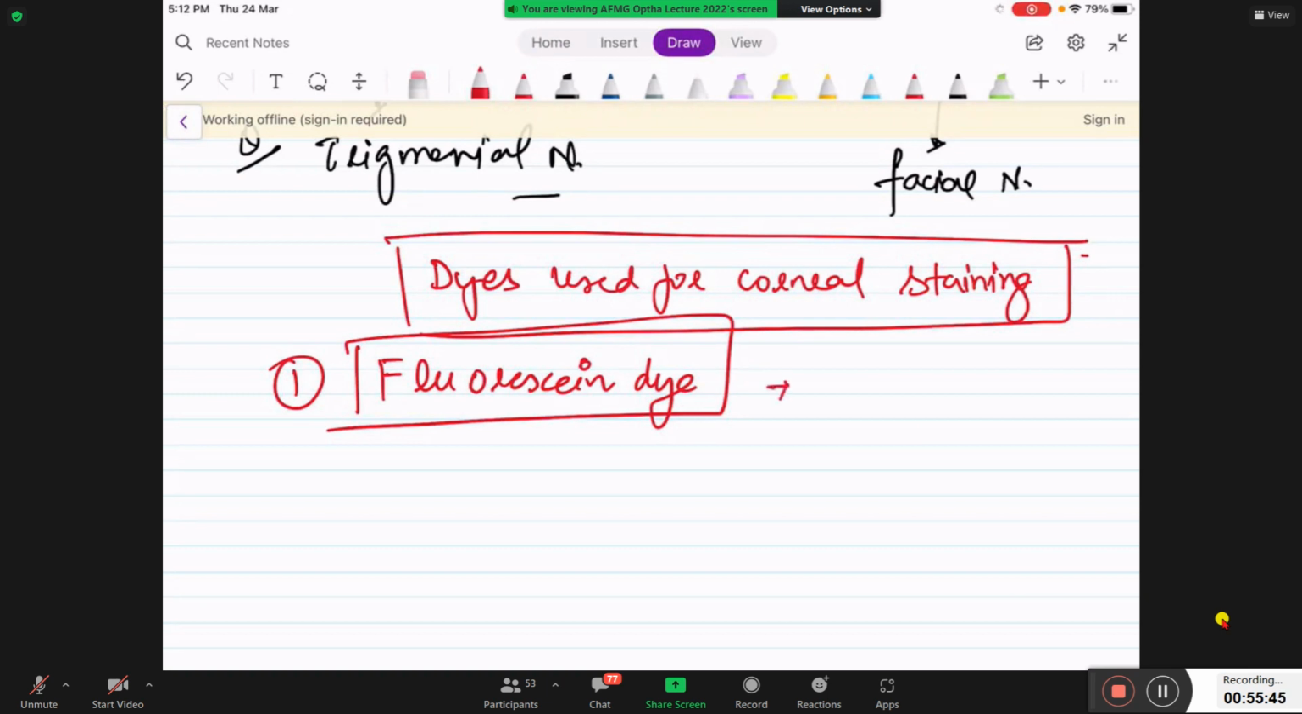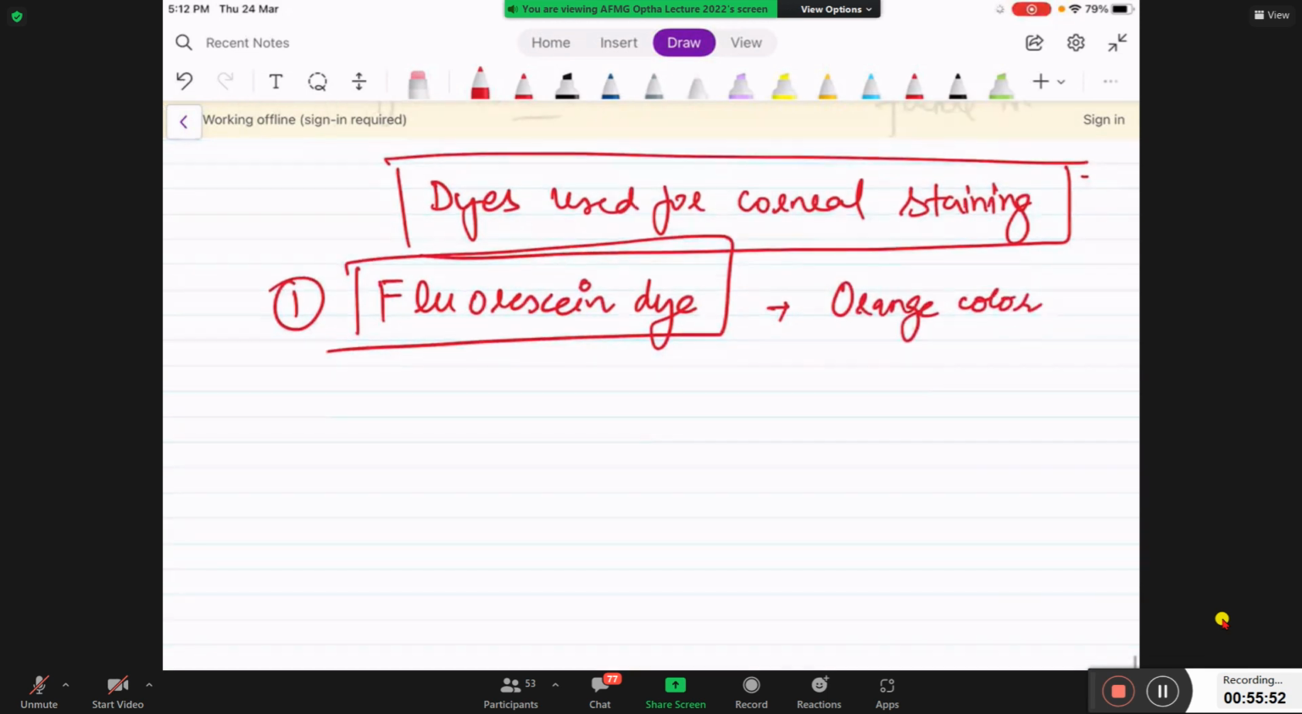Right? What is the normal color of this fluorescein dye? It is an orange color dye. So these strips come impregnated with dye, which are orange in color, and with the help of this strip, we touch the strip on the tip of the cornea and we stain the cornea, right? So write down the uses of fluorescein dye now. These are used to stain.